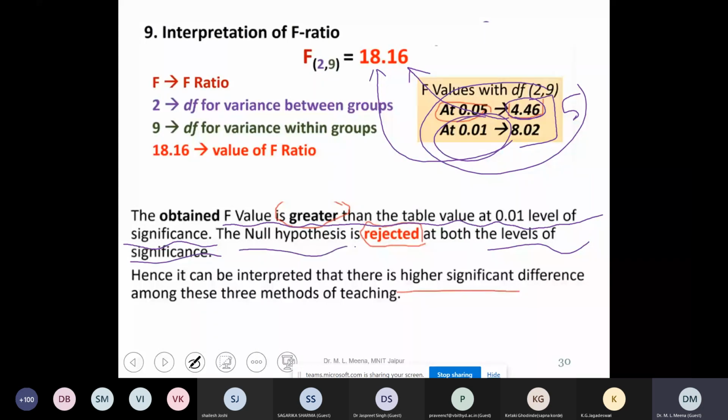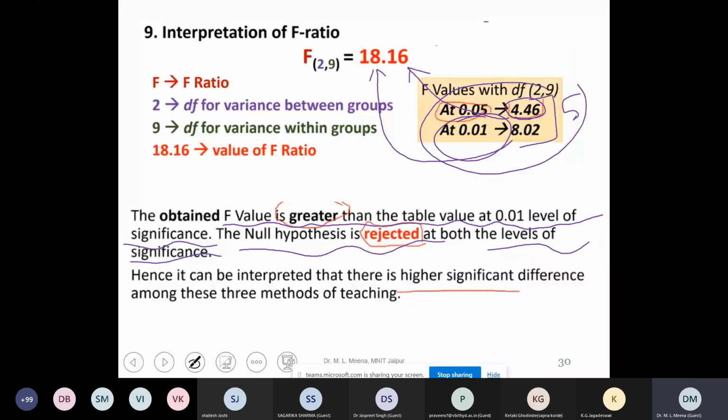If the null hypothesis is rejected, that means it can be interpreted that there is a higher significant difference among these groups. Groups may be teaching, groups may be salary, groups may be any other factor. So in our example, we opted method is teaching. It means null hypothesis is rejected. That means the alternative hypothesis is accepted, which means higher significant difference.